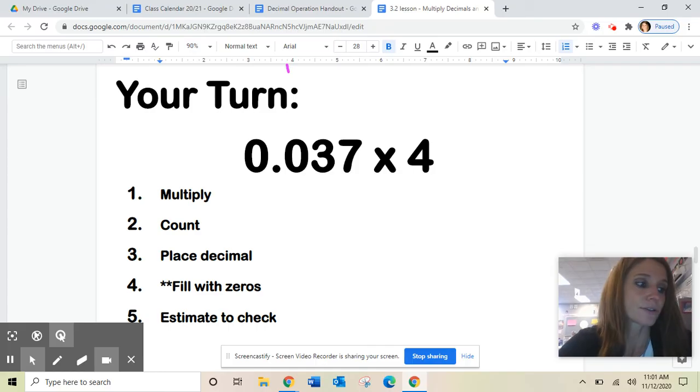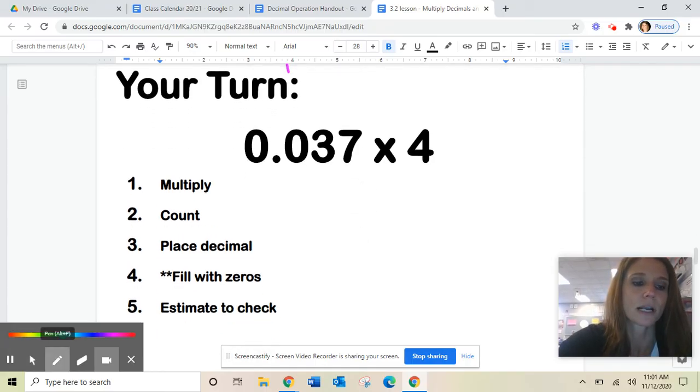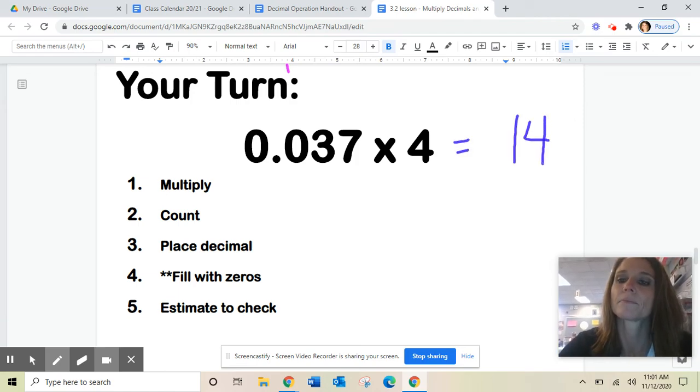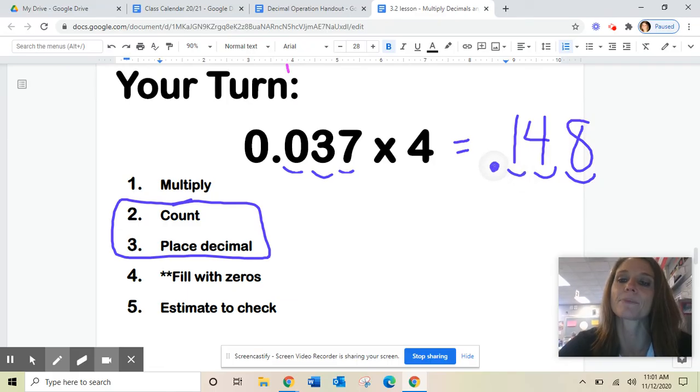So your digit answer would have been a 148. But that needs a decimal. So we count 1, 2, 3, and we place 1, 2, 3. The decimal is going to go there to separate your whole number from your parts. This would be a 0.148.